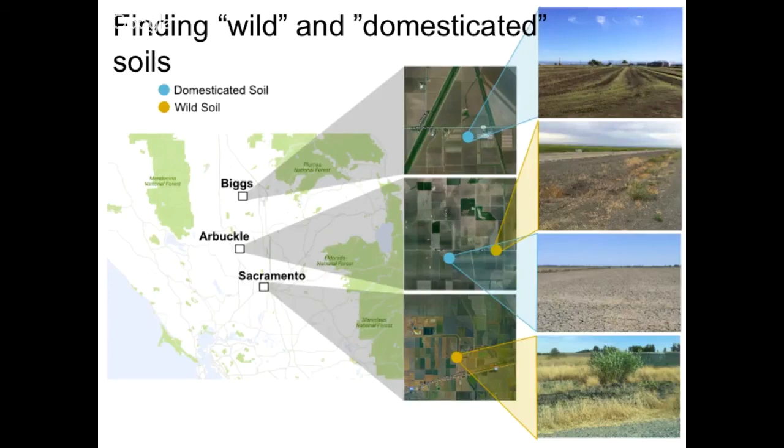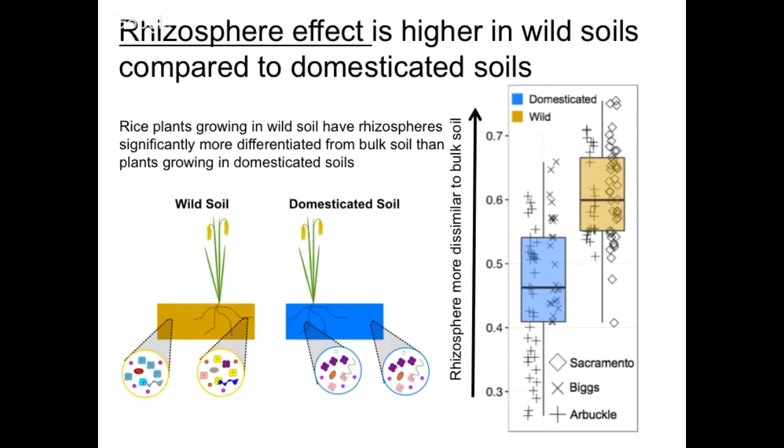To test this hypothesis, we went out and collected different soils across California. We collected what I'm calling domesticated soils, which are soils from rice fields that have been growing rice for upwards of 8 years. We also collected soils from places adjacent to rice fields that had not been growing any rice. We took these soils back to our greenhouse, grew plants in them, and looked at the microbiomes that they assembled. What we noticed is that the rhizosphere effect is much higher in these wild soils.